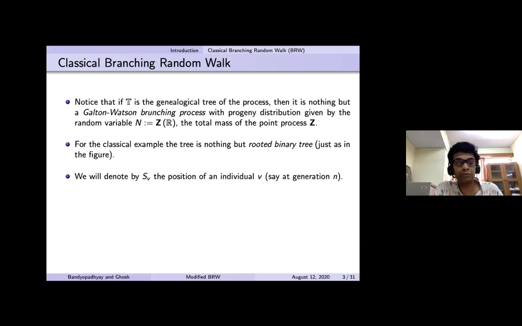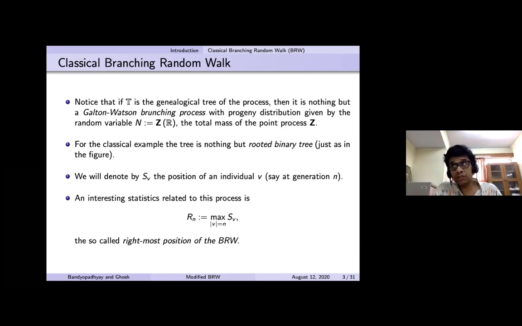So we'll denote by S_v the position of the individual v at generation n. At generation n, in the classical example, there will be 2 to the power n many particles. If it is not a constant branching, then it will be a random number of particles given by the corresponding branching process. Each one of them has some position, which will be denoted by the corresponding S.